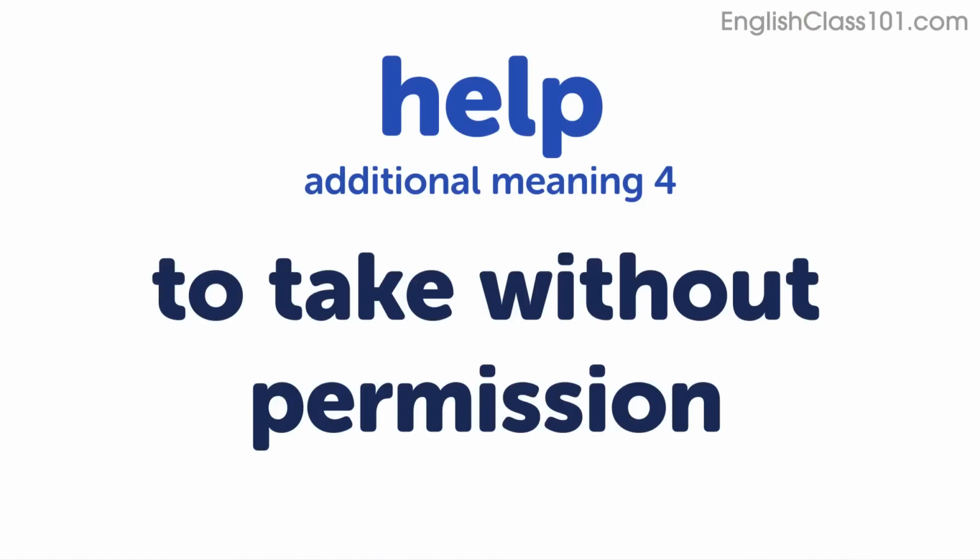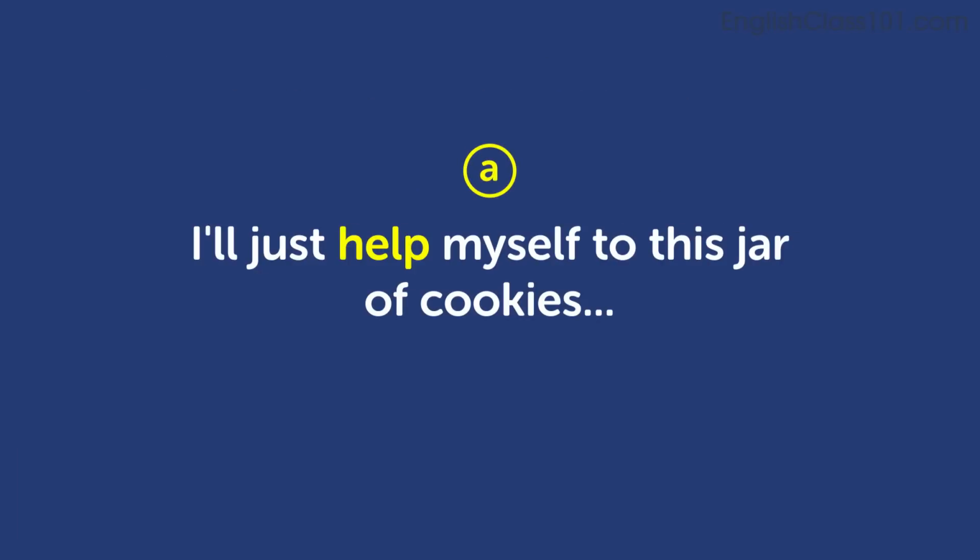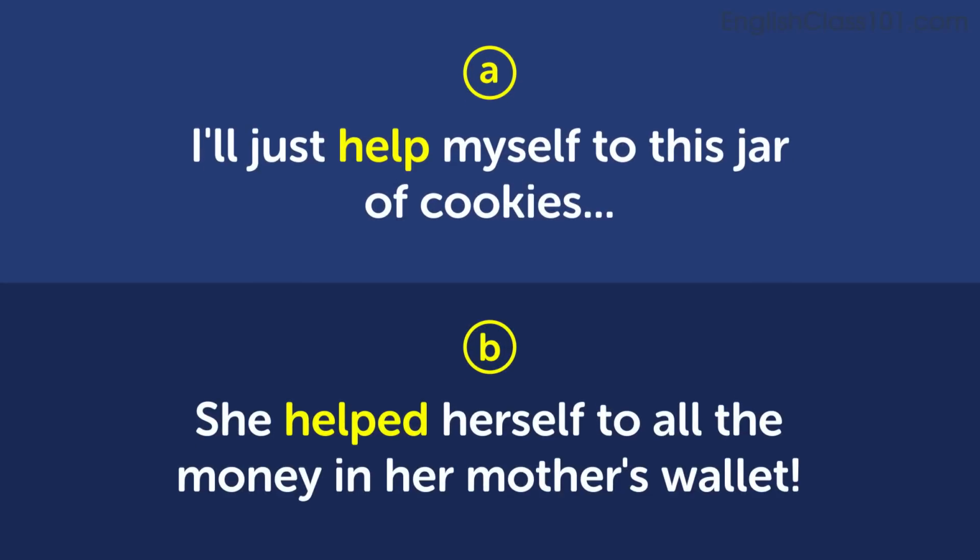All right, the fourth meaning for this lesson is to take, but without permission. So taking something without permission. Let's look at the examples first. I'll just help myself to this jar of cookies. She helped herself to all the money in her mother's wallet.